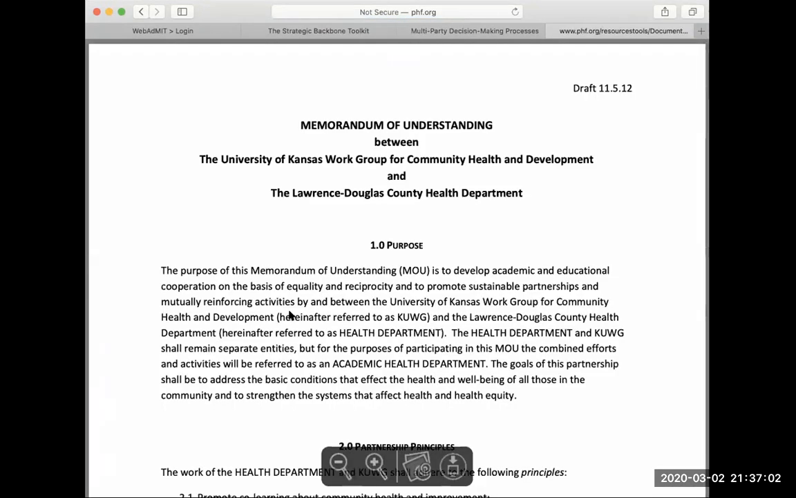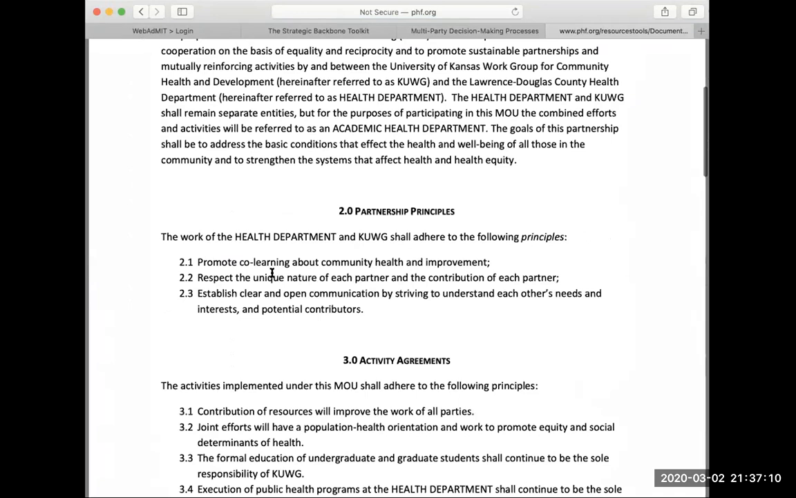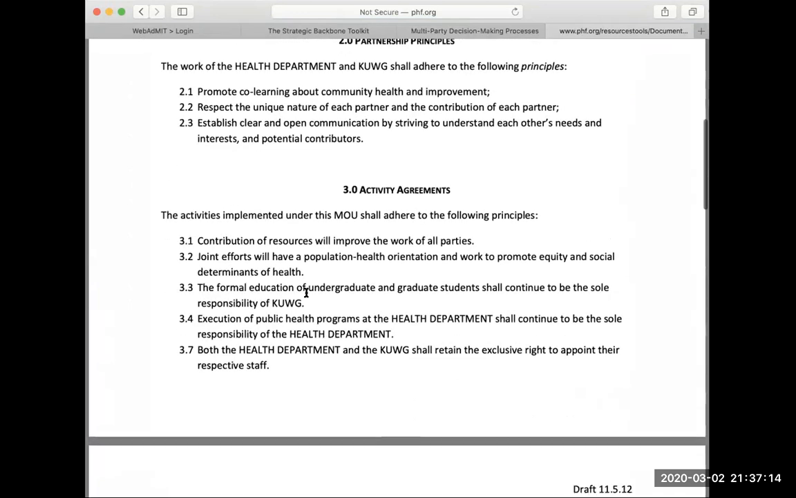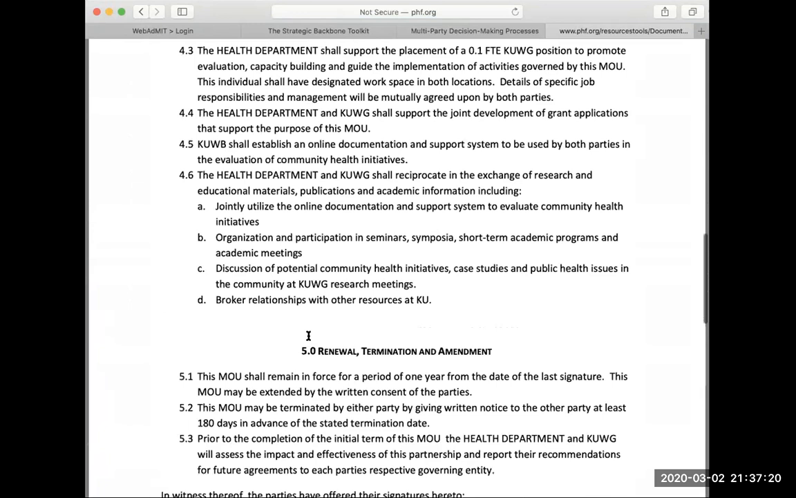Let's take a different one, look at this one. Sorry for my computer here, but just a second. This is an MOU to develop an academic health department, talks about what they're striving to do together, what the agreements are that they're going to carry out, what kinds of activities there will be.